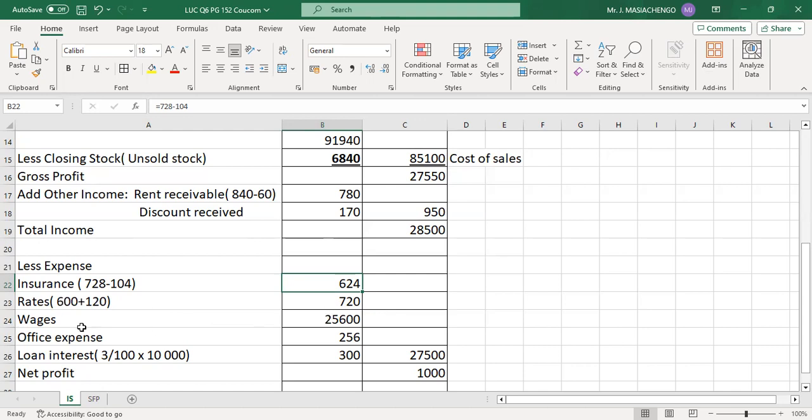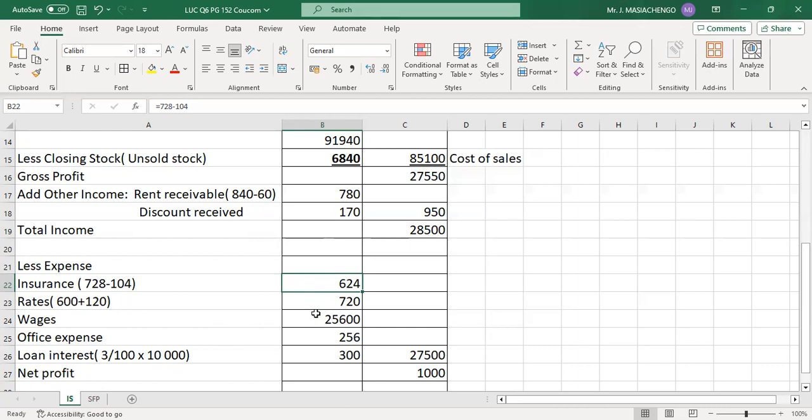All right, but when you are done with the next video, I want you to take into account the adjustment. For the meantime, I want you to just calculate this question without adjustment. So without adjustment, we are going to use 728 for insurance. Take rates of 600, because that's what is appearing in the trial balance. So take 600.